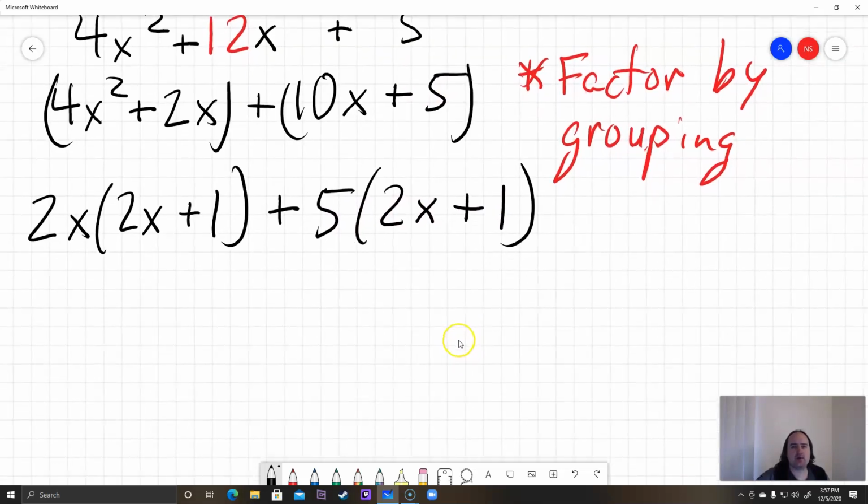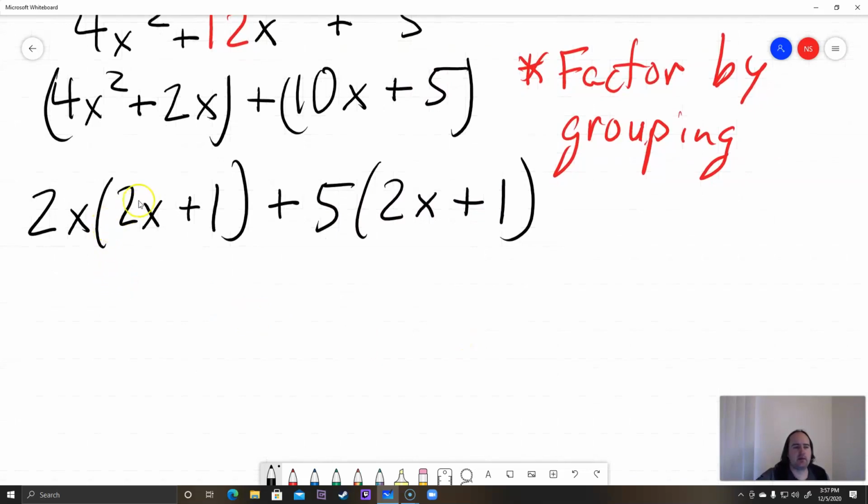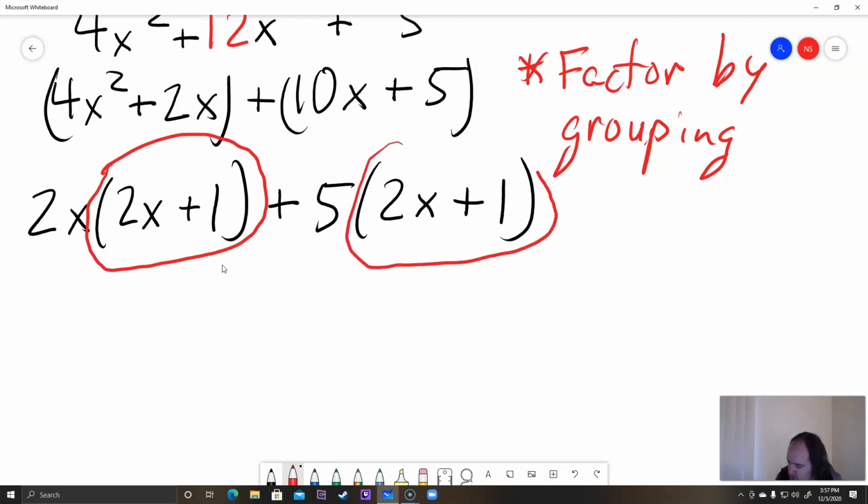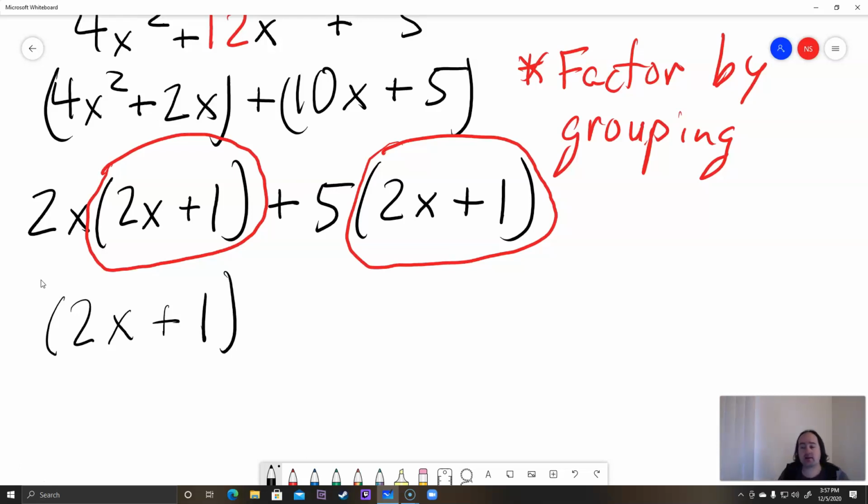Okay, and if you remember, when you're factoring by grouping, the whole point is that now you're going to have a common factor for the entire expression. So now we see that we have a 2x plus 1 in common for the entire expression, so we can factor out that GCF. We factor out 2x plus 1 for the entire expression, and then we're left with whatever I didn't circle, and we put parentheses around that. So we're going to be left with 2x plus 5.